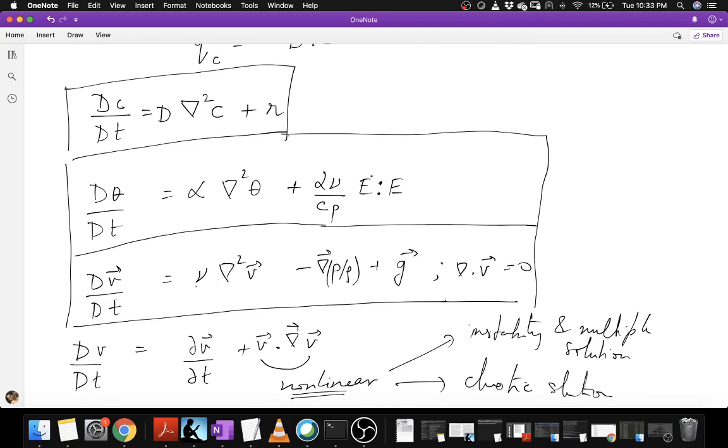On the other hand, there are some cases where one can neglect this material derivative. Basically, this derivative represents acceleration or the influence of inertia.